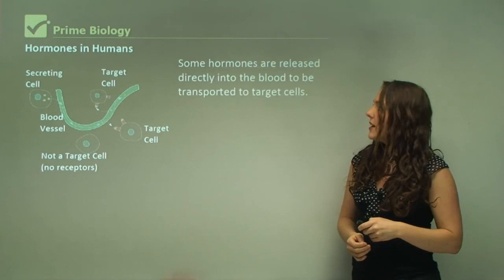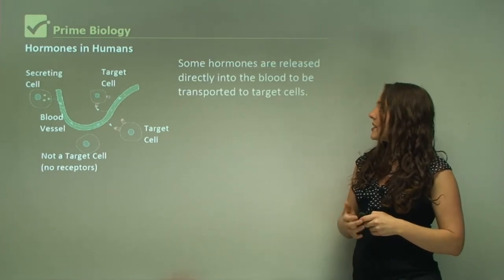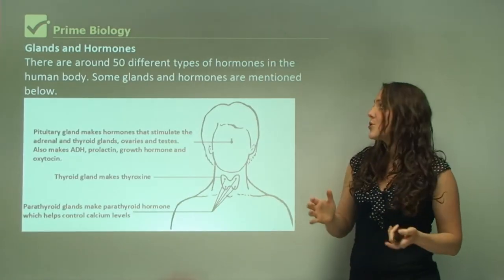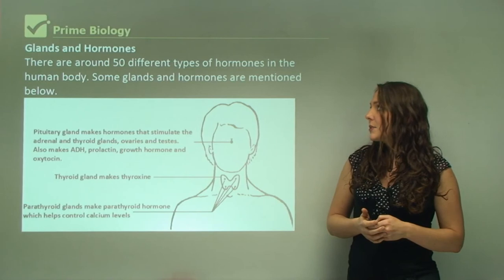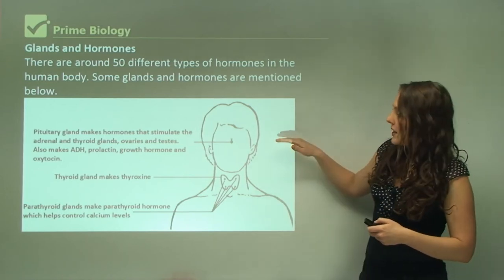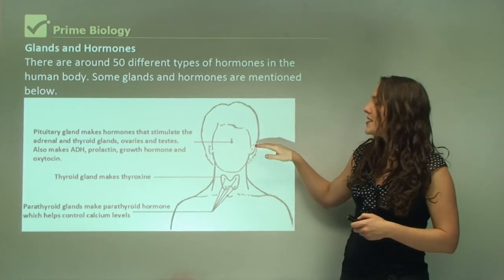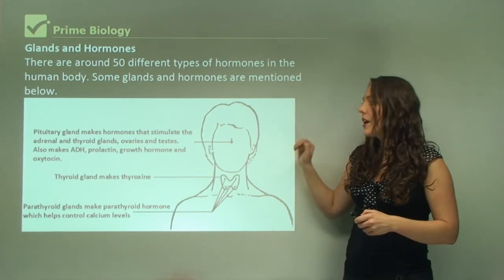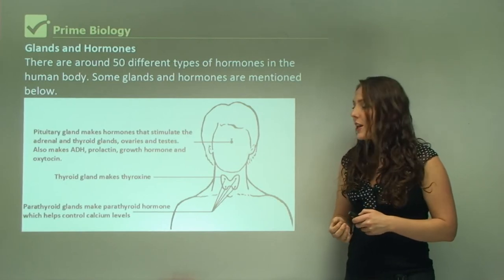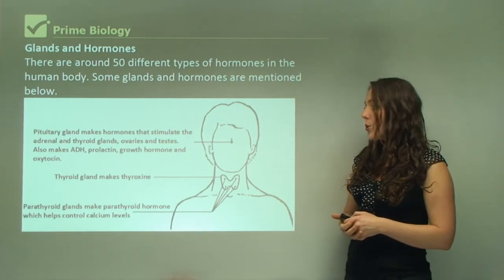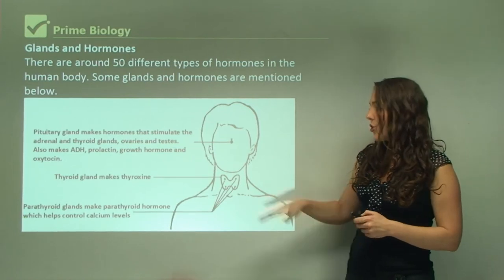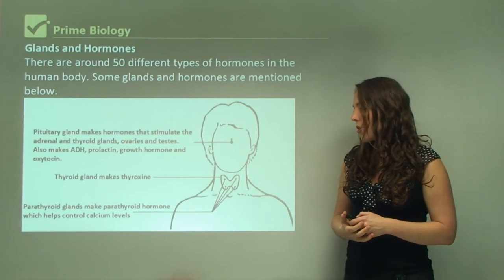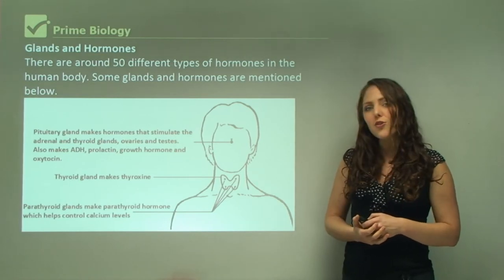Hormones in humans. So some hormones are released directly into the blood to be transported to target cells. There are around 50 different types of hormones in the human body. Some glands and hormones are mentioned below. Here we've got the pituitary gland, and it makes hormones that stimulate the adrenal and thyroid glands, ovaries and testes. It also makes anti-diuretic hormone, prolactin, growth hormone and oxytocin. The thyroid gland makes thyroxine. The parathyroid gland makes parathyroid hormone, which helps the control of calcium levels.